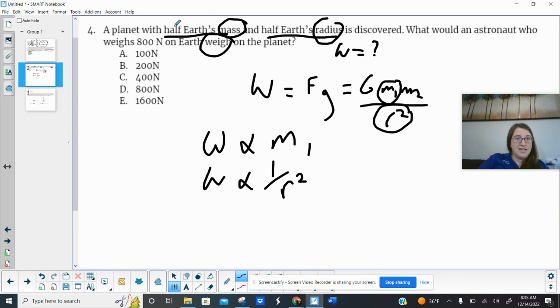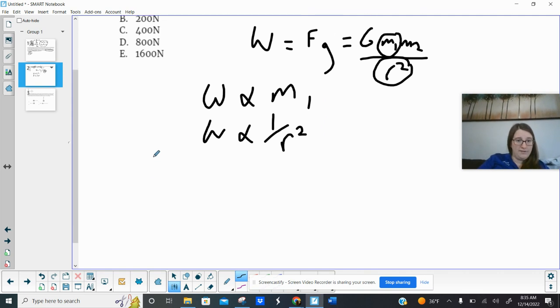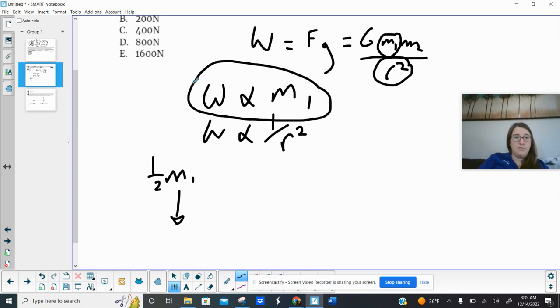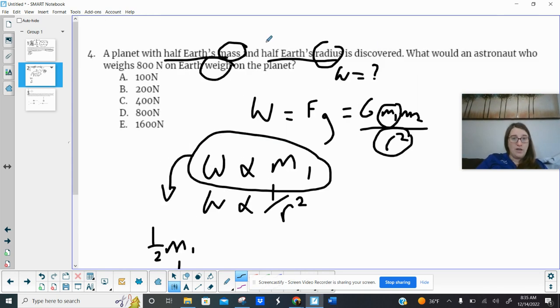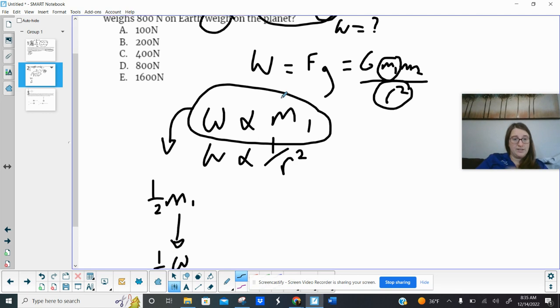So I am taking half the mass. So what I have now is 1/2 the mass. Based on this proportionality, what does that mean I now have for the weight? If I have half the mass and the weight is directly proportional, exactly proportional to mass, what does that mean I have for the weight now? Since they are exactly proportional to each other, however one gets changed, the other one gets changed the exact same way. Now I also have half the radius.